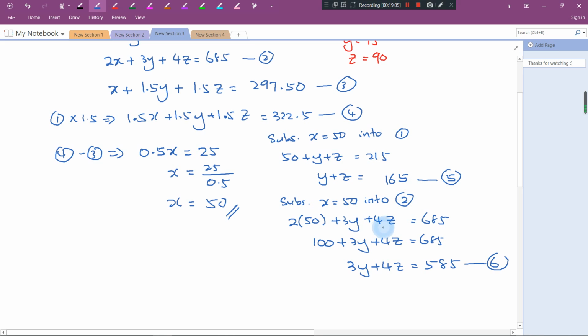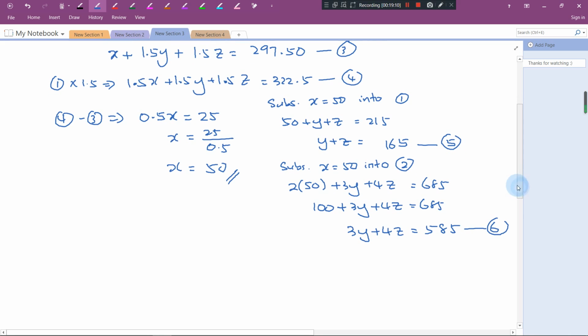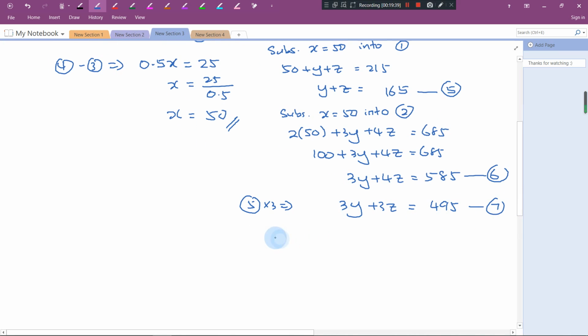Now we have y and z, I have 3y, 4z. So let's try to eliminate the y. This is y, this is 3y. I take the fifth equation times 3. The reason I multiply by 3 is because I want to make it become 3y. Then 3y plus 3z is equal to 165 times 3, 495. Now I can eliminate the 3y easily.